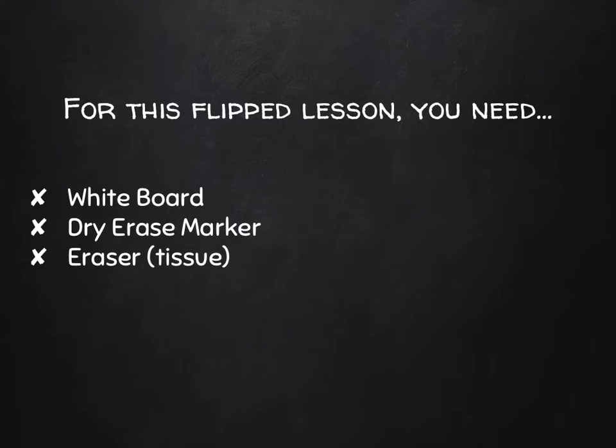Hello, fifth graders. For this flipped lesson, you are going to need the following things: a whiteboard, a dry erase marker, and an eraser. Probably a tissue would work best. For each of the slides that I'm going to show you, there's going to be questions. In that time, I'd like you to pause the presentation, take the time to write the answers on your whiteboards, and then play the presentation again to see if you got the answer correct. Go ahead and pause the presentation now to get everything you need, and then come back and play the presentation when you have everything and you're ready to continue.